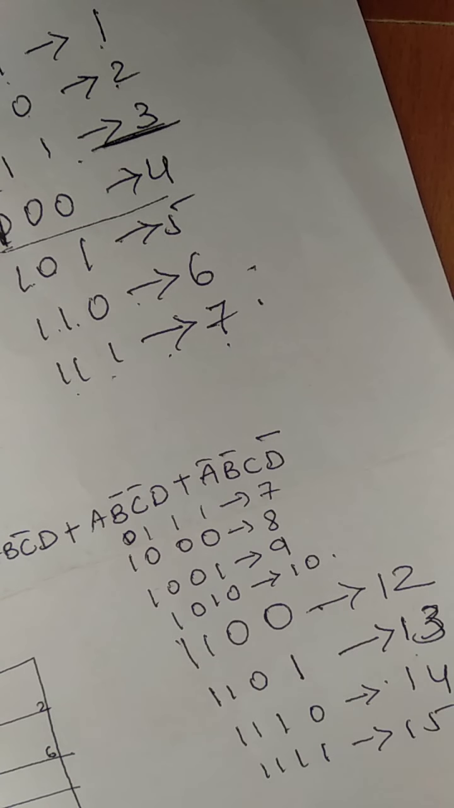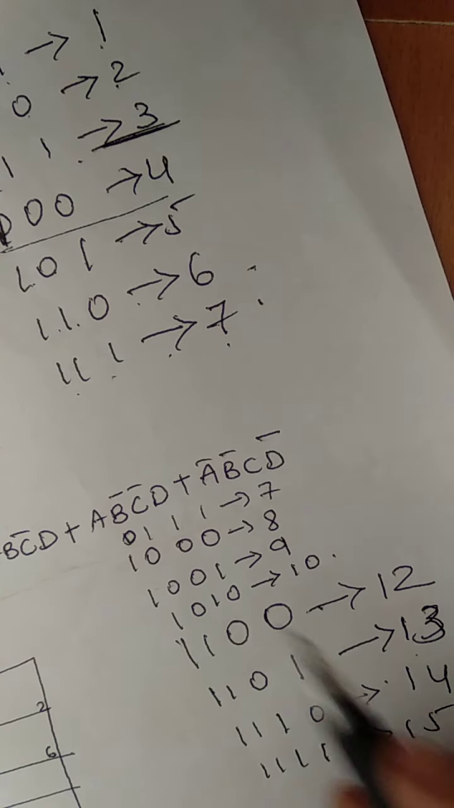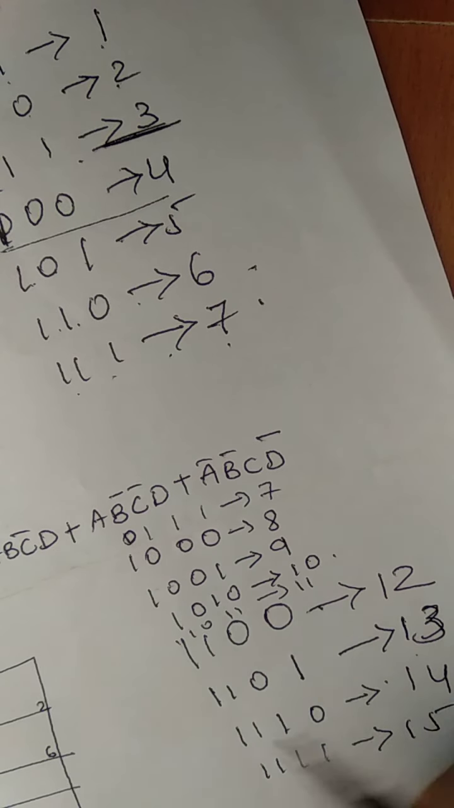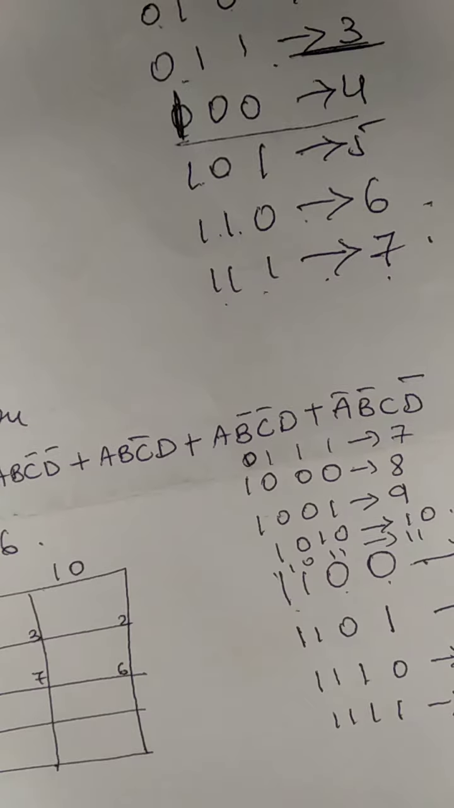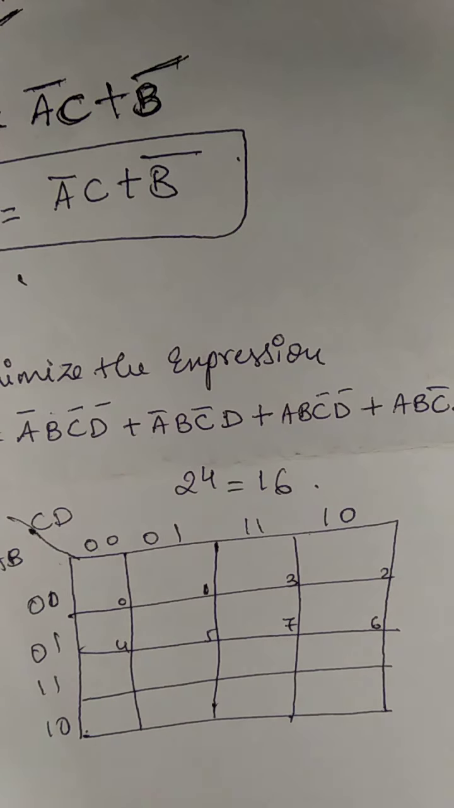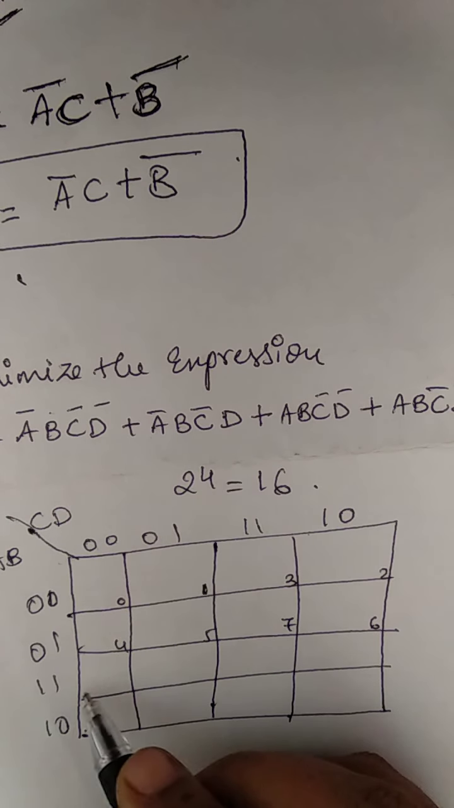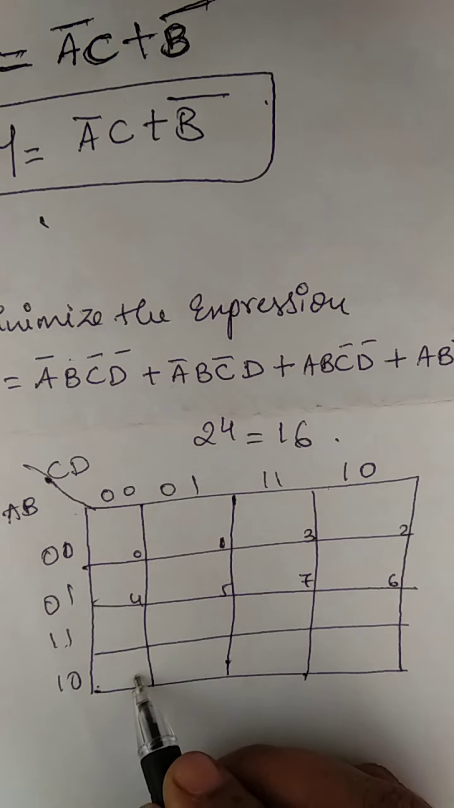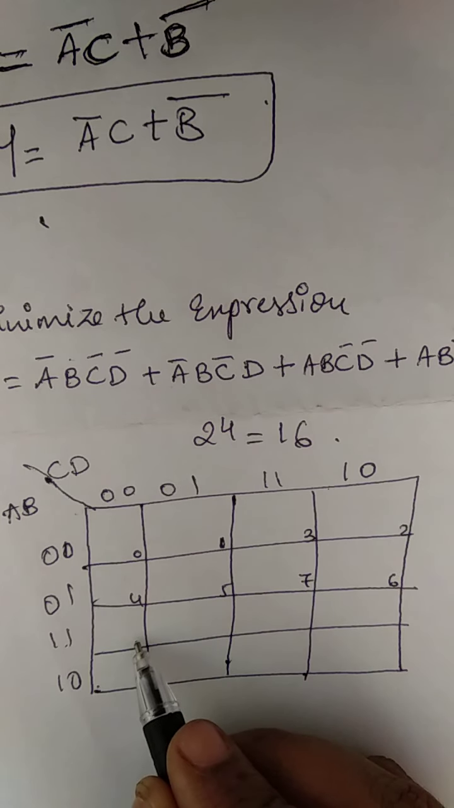So 1, 0, 1, 1 is 11. So 1, 1, 0 is 12, 13, 14. So based on this binary, we'll give the cells value. So here we can't take 8. So 1, 1, 0. What it will indicate? 1, 1, 0. It will be 12. So here we'll take 8. Don't do mistake. Don't write over here 8.